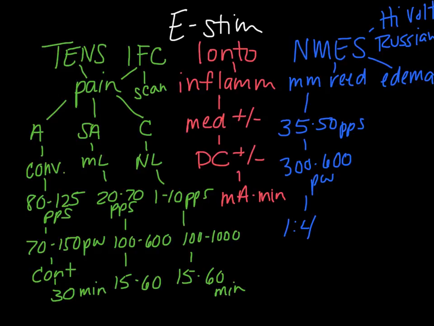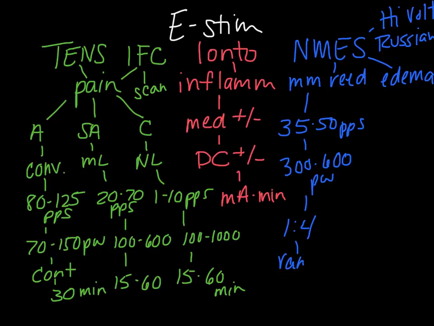So some literature gives ranges up to a 1-to-7 ratio or more, whereas other clinicians and sources are setting it 1-to-1 or 1-to-2. So really there's a wide range, but know that the higher that ratio, the shorter the off time is relative to the on time, the more likely you're going to get fatigue in that muscle.